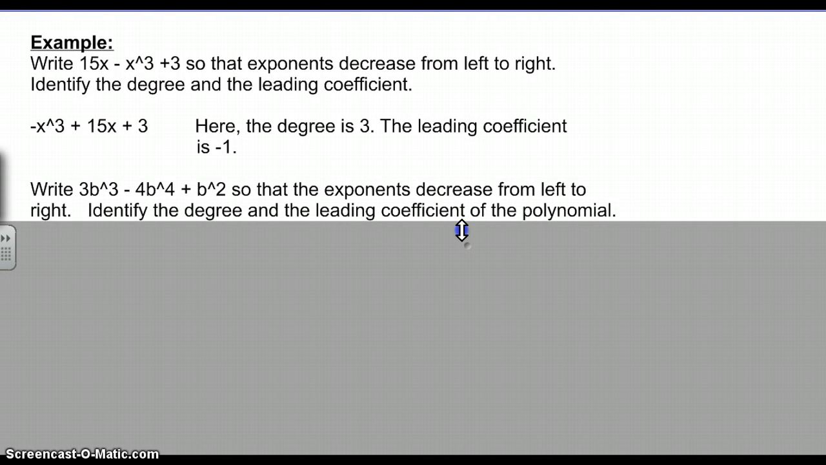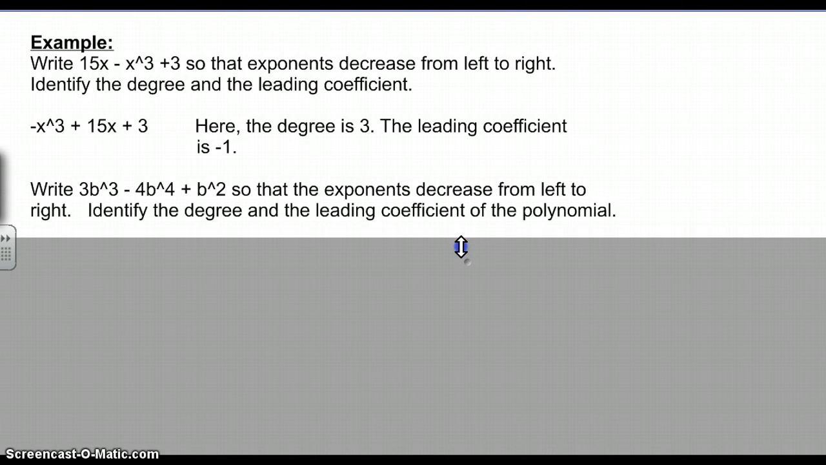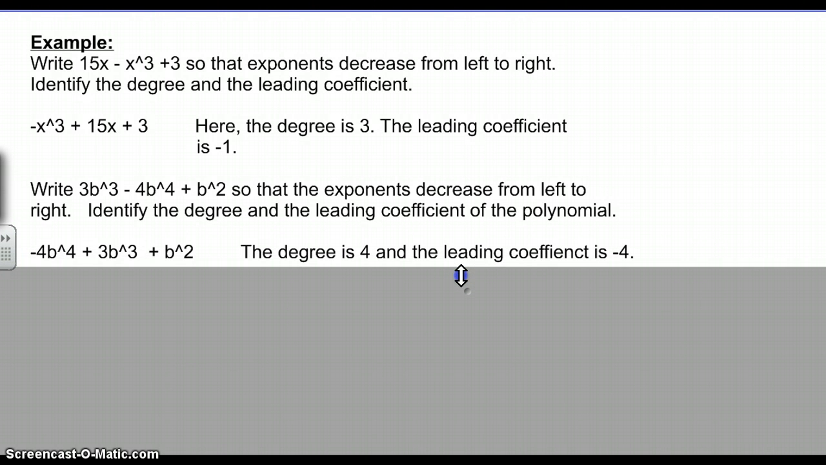We take a look at the next one. Let's write 3b to the third minus 4b to the fourth plus b squared so that the exponents decrease from left to right. And then identify the degree and the leading coefficient of the polynomial. Look at what the highest exponent is. That has to go first, followed by the next highest, and so on. In this case, you're going to start with that negative 4b to the fourth, plus 3b to the third, plus b squared.